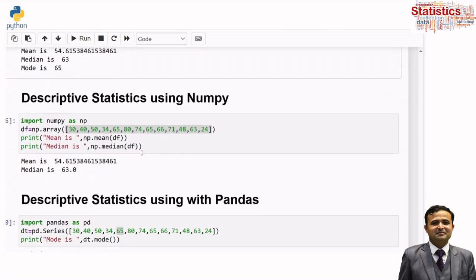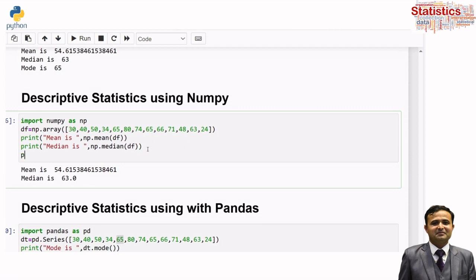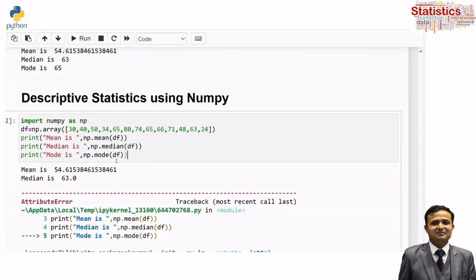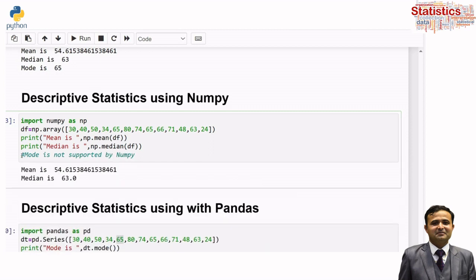But inside NumPy, there is no function for the mode. So that is the drawback. Mode is not supported by NumPy.